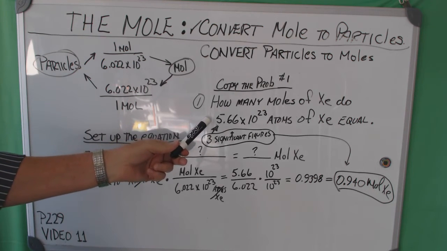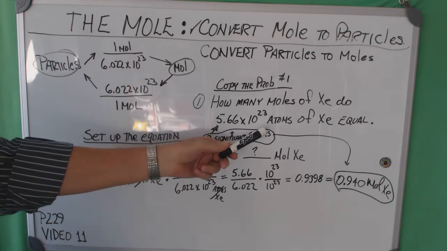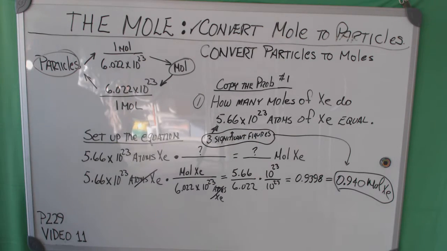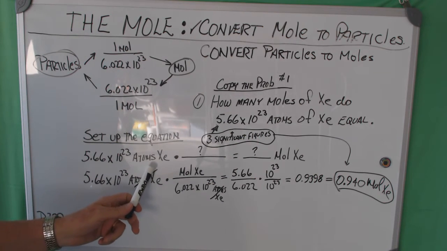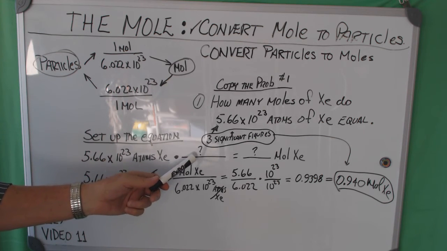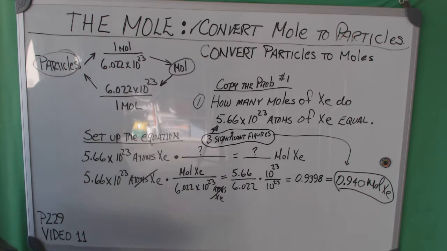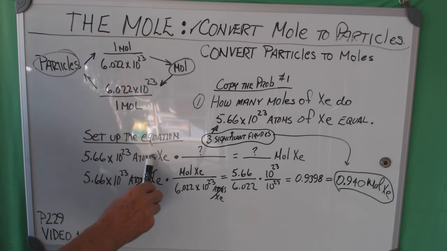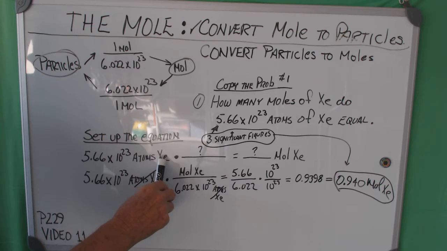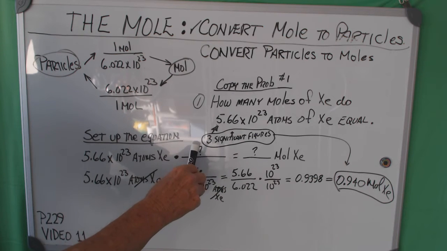Take the only information in this sentence, this 5.66 times 10 to the 23rd atoms of xenon, and write that down, because we're going to write an equation that includes the change of units, and then we're going to get an answer in moles. So if I start off with atoms, I know I'm going to have to divide by atoms to make the atoms disappear, and I end up with moles. So I need moles over atoms.